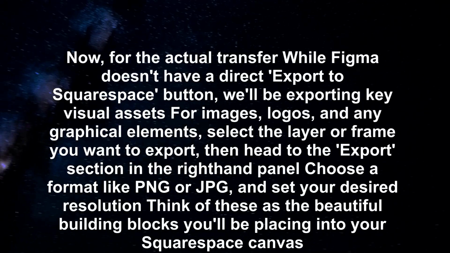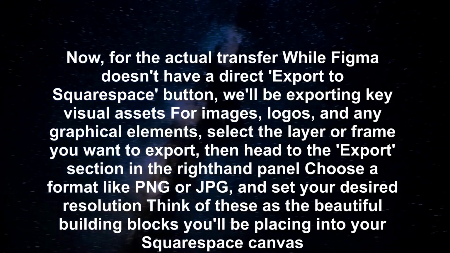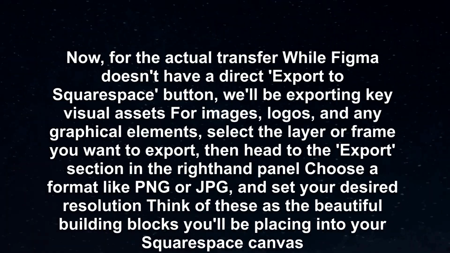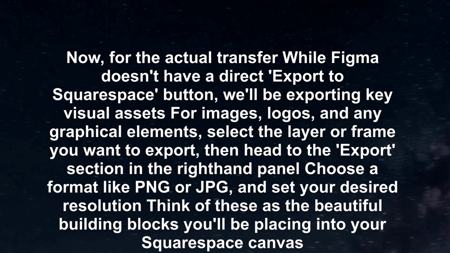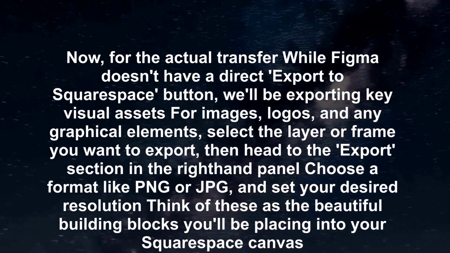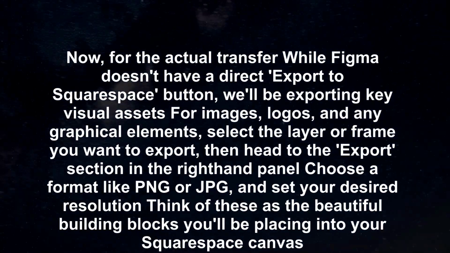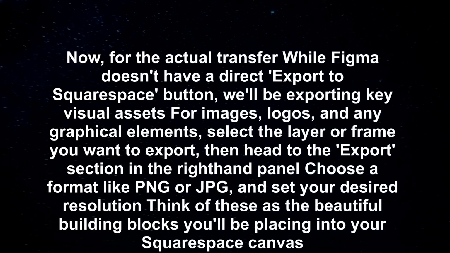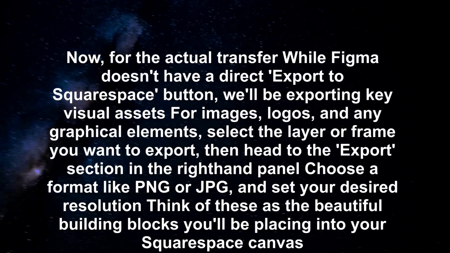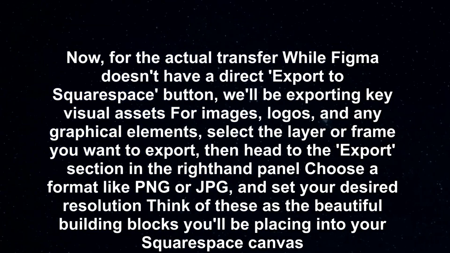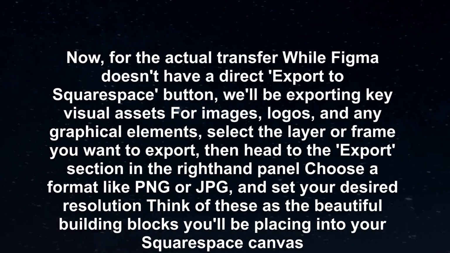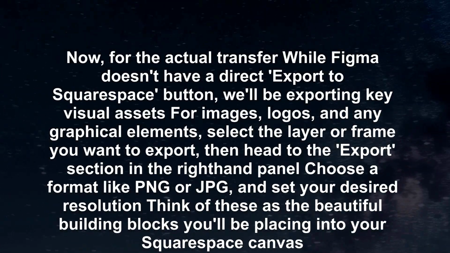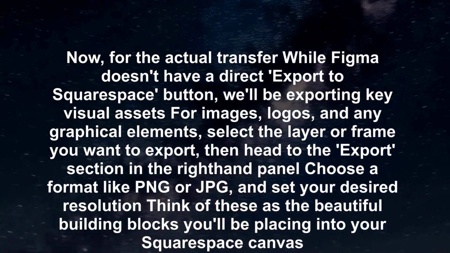Now, for the actual transfer. While Figma doesn't have a direct export to Squarespace button, we'll be exporting key visual assets for images, logos, and any graphical elements. Select the layer or frame you want to export. Then head to the Export section in the right-hand panel. Choose a format like PNG or JPG, and set your desired resolution. Think of these as the beautiful building blocks you'll be placing into your Squarespace canvas.